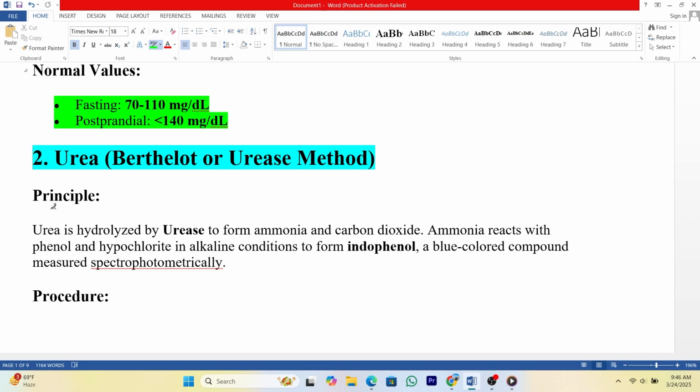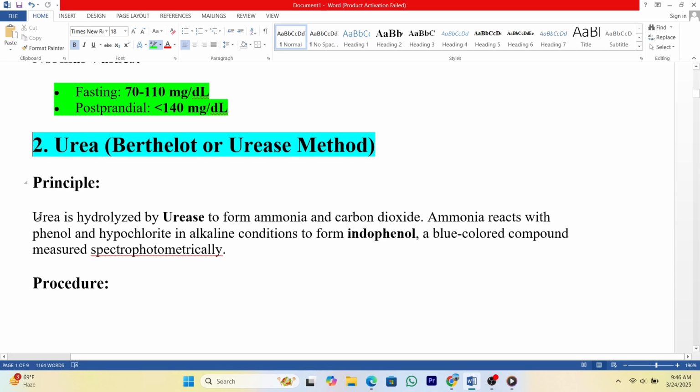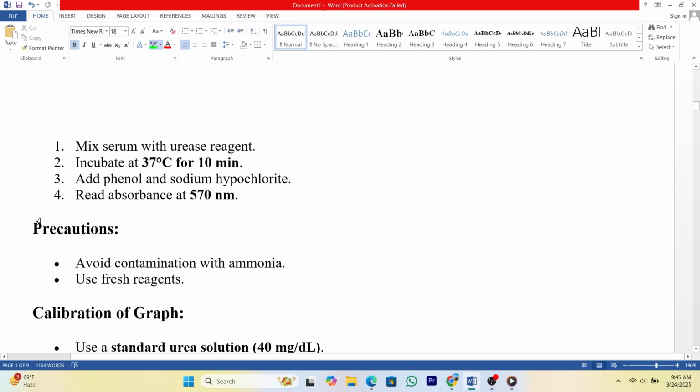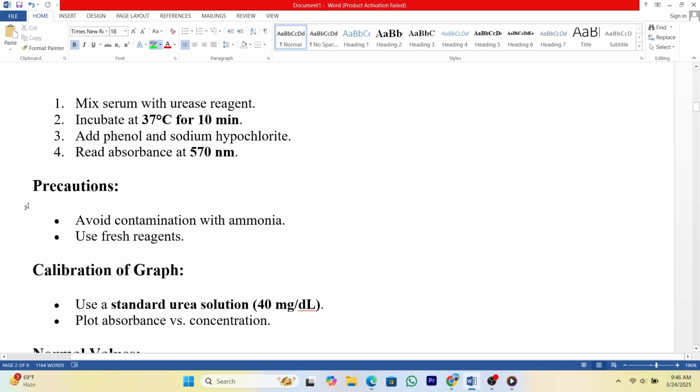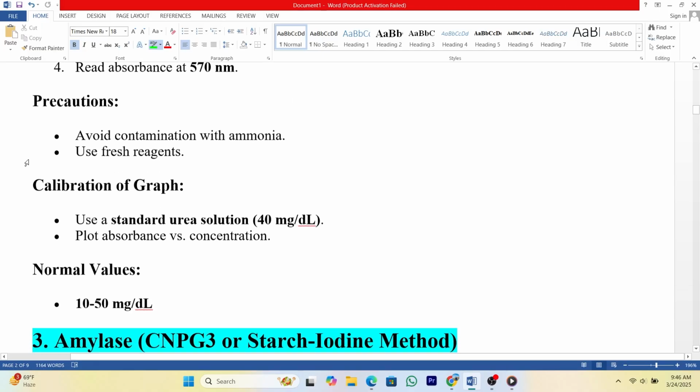Procedure. 1. Mix serum with urease reagent. 2. Incubate at 37 degrees Celsius for 10 minutes. 3. Add phenol and sodium hypochlorite. 4. Read absorbance at 570 nm. Precautions. Avoid contamination with ammonia. Use fresh reagents.